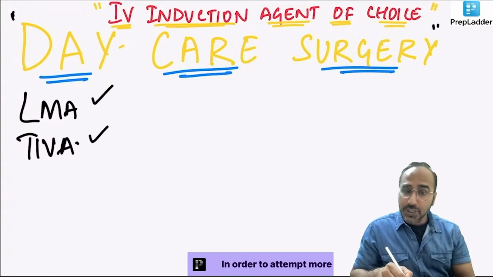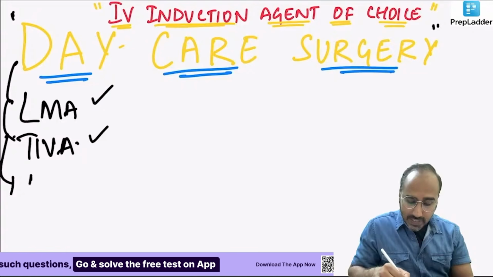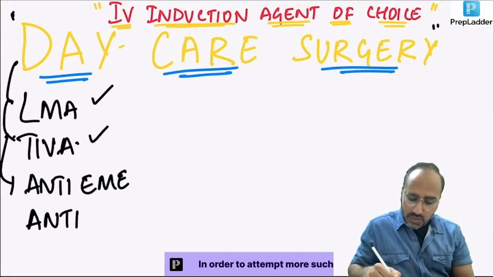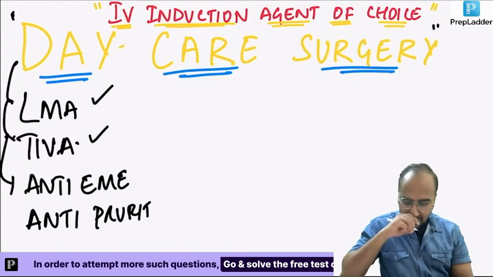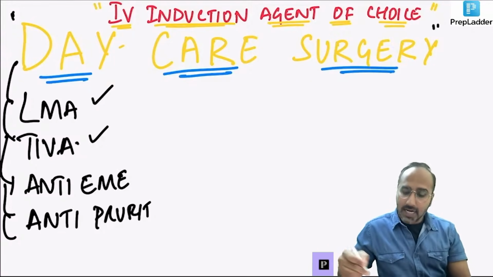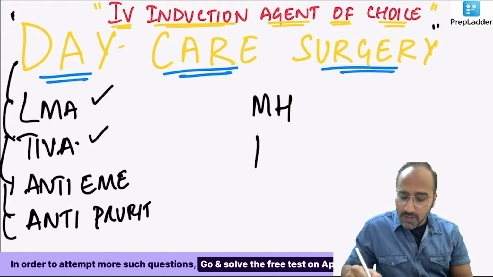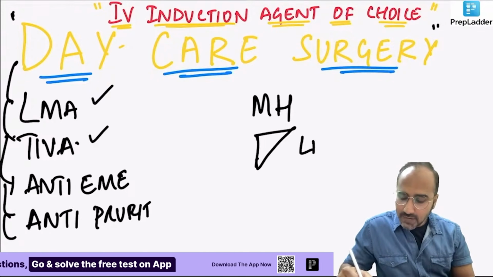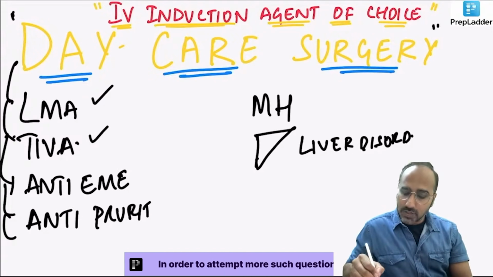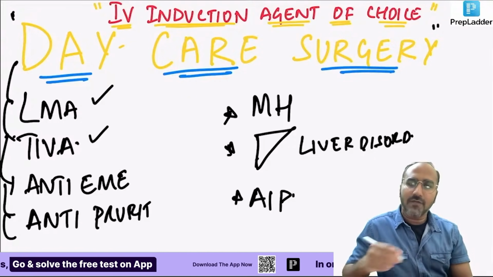Next, when a patient is posted for daycare, all are related to daycare, guys. When a patient is posted for daycare surgery, I want to give a drug that has anti-emetic property as well as antipruritic property. Both are seen with propofol. Okay? Next, I want a drug that can be safely given in malignant hyperthermia. I want a drug that has no problem with the liver, yani it can be safely given in liver disorders also. Or I want a drug that does not cause acute intermittent porphyria. So remember, guys, propofol fits in all this.